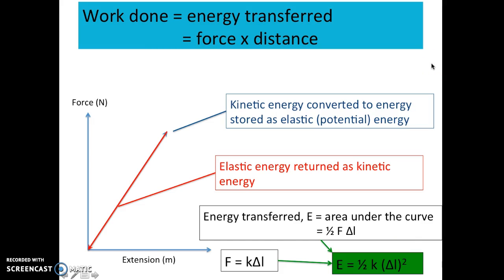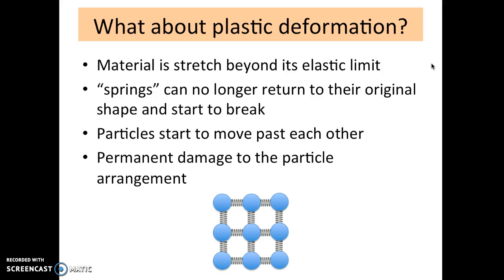Okay, so that's all about the energy that is transferred and then returned when I stretch a material within its elastic limit. We now need to think about what happens when I deform a material plastically. So if I deform a material plastically, I stretch it beyond its elastic limit. That means the bonds, or little baby springs, can no longer return to their original shape and they start to break. So the particles start to move past each other and I get permanent damage to the particle arrangement.